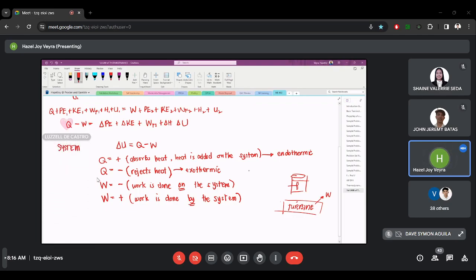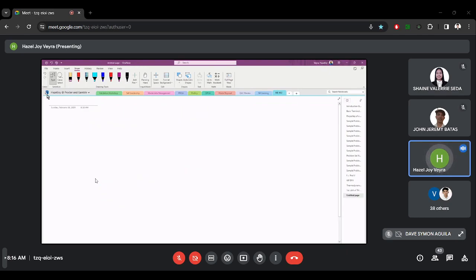Okay. So, sample problem tayo para ma-test yung mga sign convention. So, this is sample problem number ano na tayo? 12? 12 po.